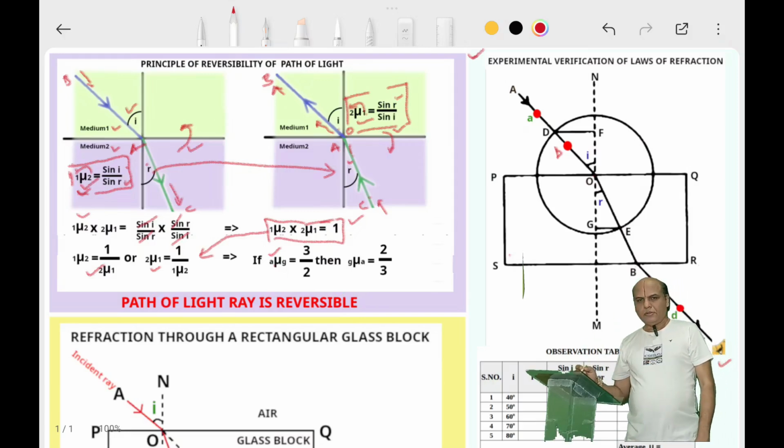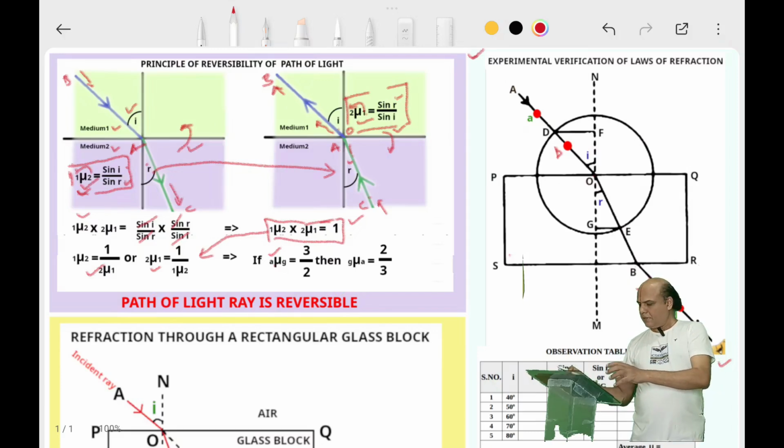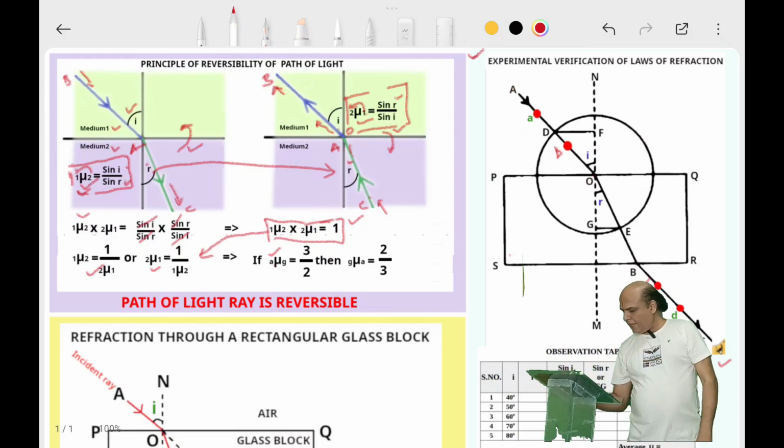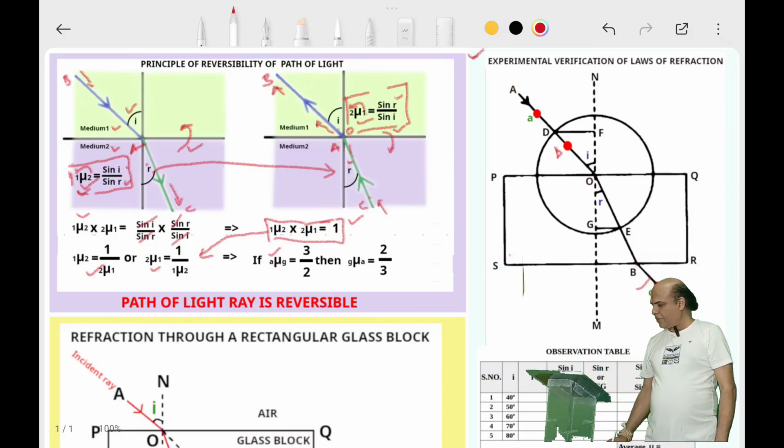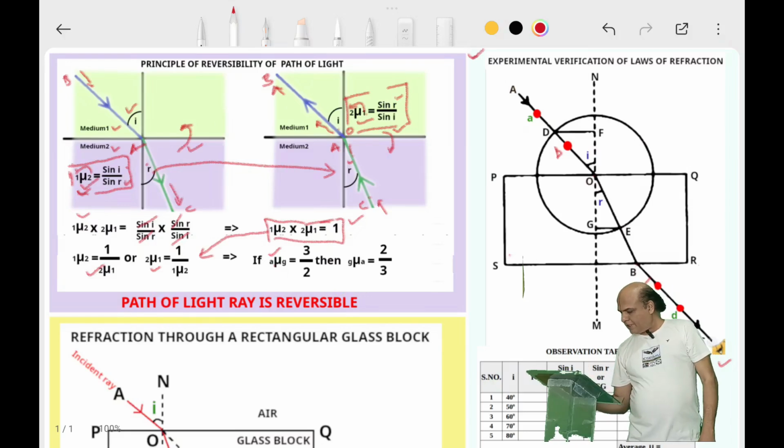Now remove the rectangular glass block, and then join the points C and D with a scale, and let this line intersect the line SR at point B. Now BC would be your emergent ray, not the refracted ray, and joining O and B, OB would be your refracted ray.